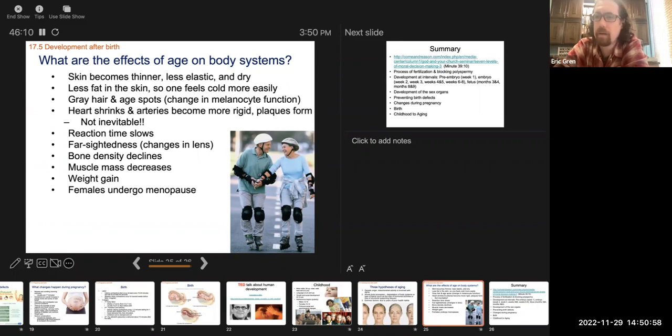We'll actually see that the heart becomes a little bit smaller, so that it's having to work harder to pump the same volume of blood through the body. Arteries start to become a little bit more rigid.